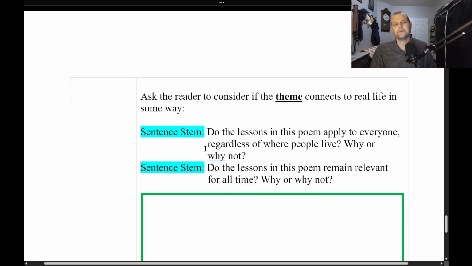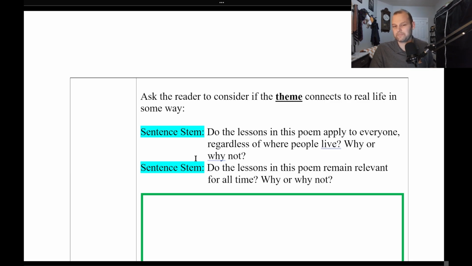Lastly, ask the reader to consider if the theme connects to real life in some way. So did the lessons in this poem or short story apply to everyone, regardless of where people live? Why or why not? Do the lessons in this poem remain relevant for all time? Why or why not? These are some questions that you could ask the reader.